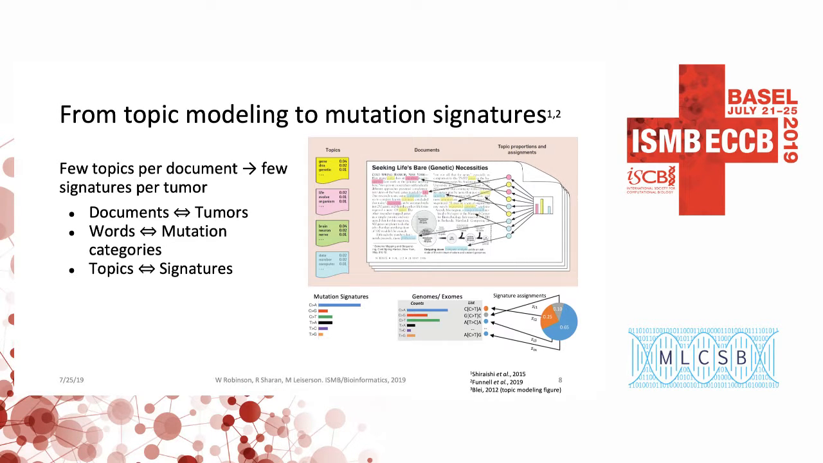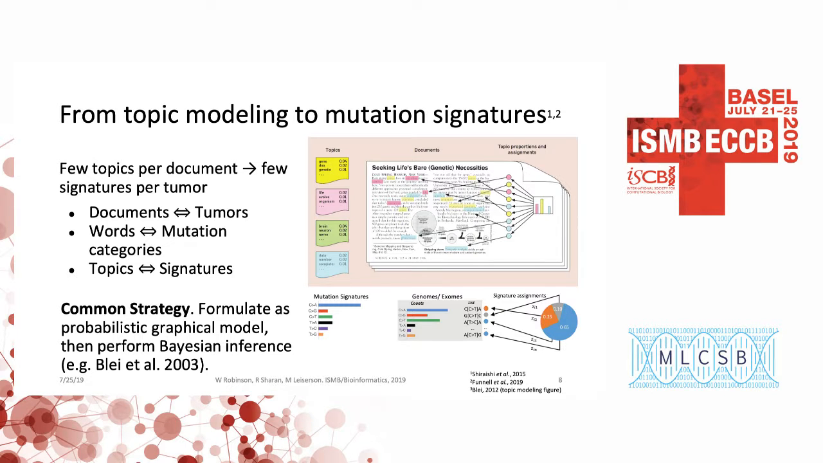There are definitely some differences, particularly in the scale between these two problems. There's a lot more documents out there than there are sequenced tumor exomes, but there's actually quite a few similarities. In a given document, we would expect relatively few topics, and similarly in a tumor, we'd expect only a couple of mutation signatures. And there's an established analogy here where documents are equivalent to tumors, words are equivalent to mutation categories, and topics are equivalent to signatures.